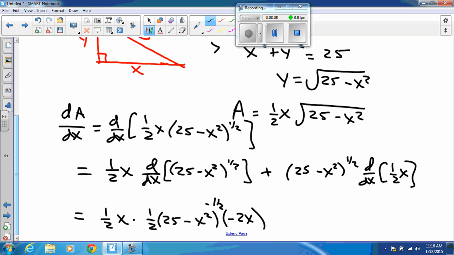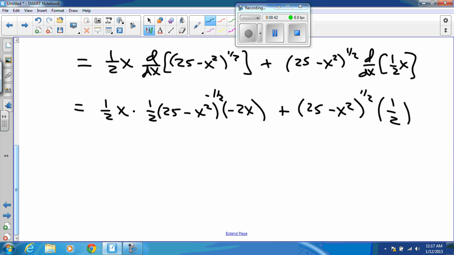Perfect. Good. Times the derivative of 1/2 x is x. Yep, that's right. Good. This is what I call the point of maximum grossness of the problem, and our problems get to that point.